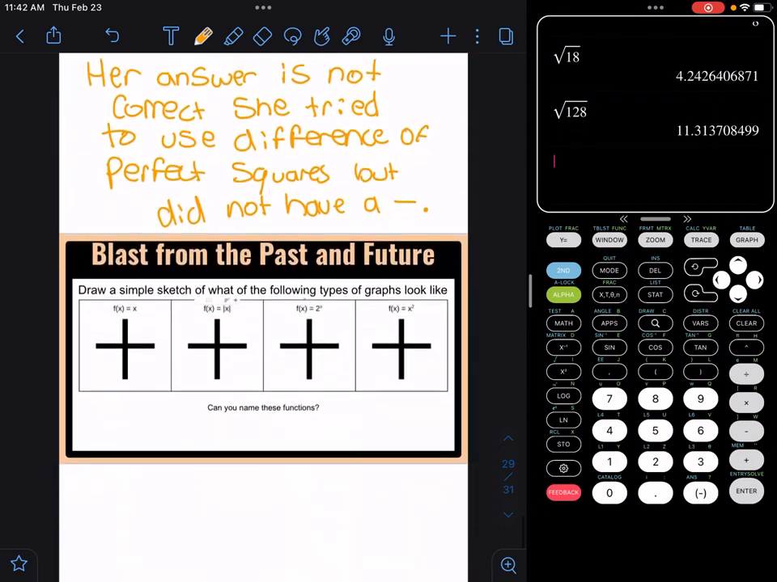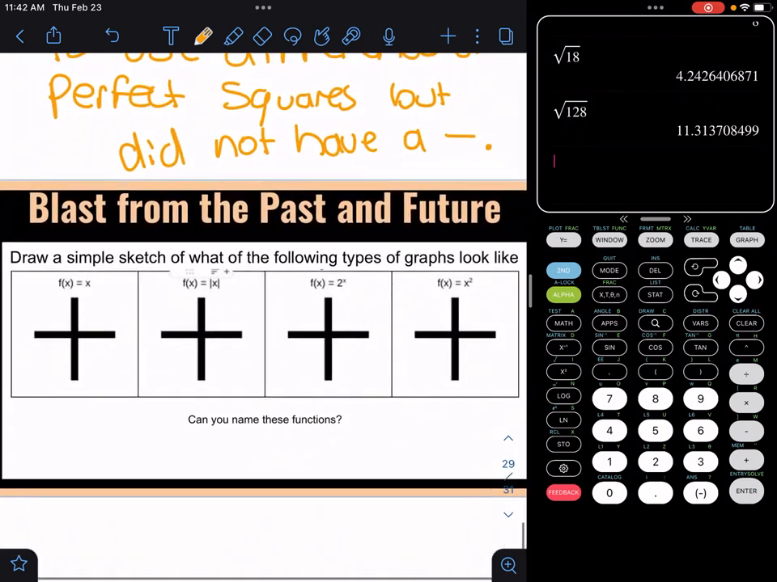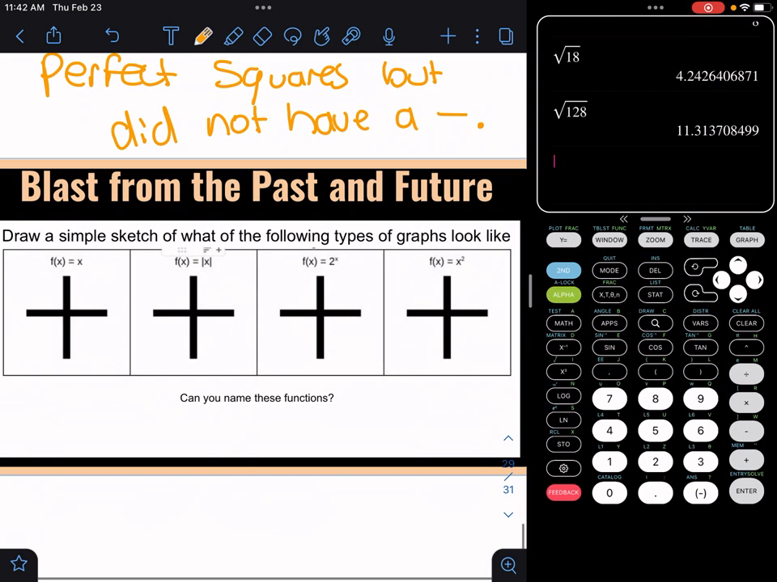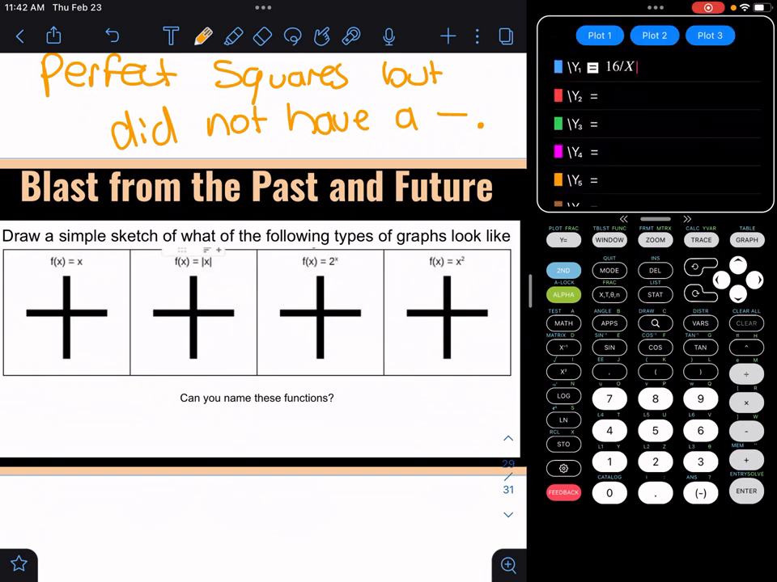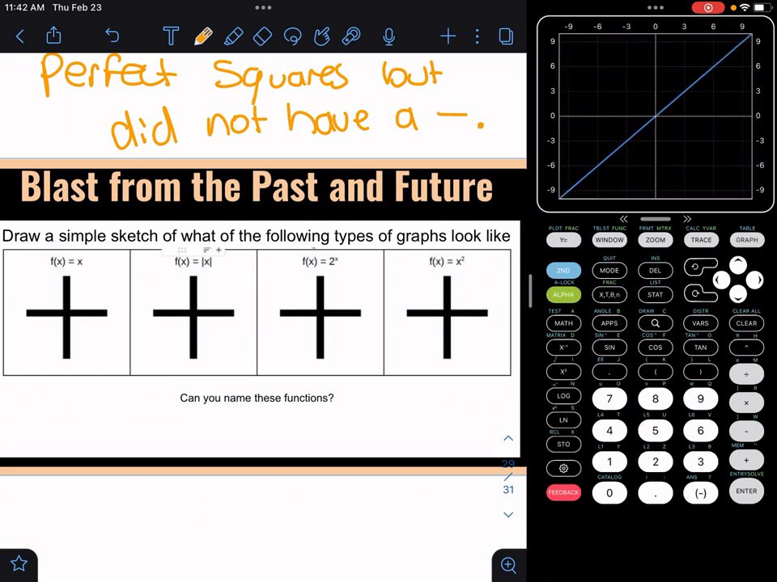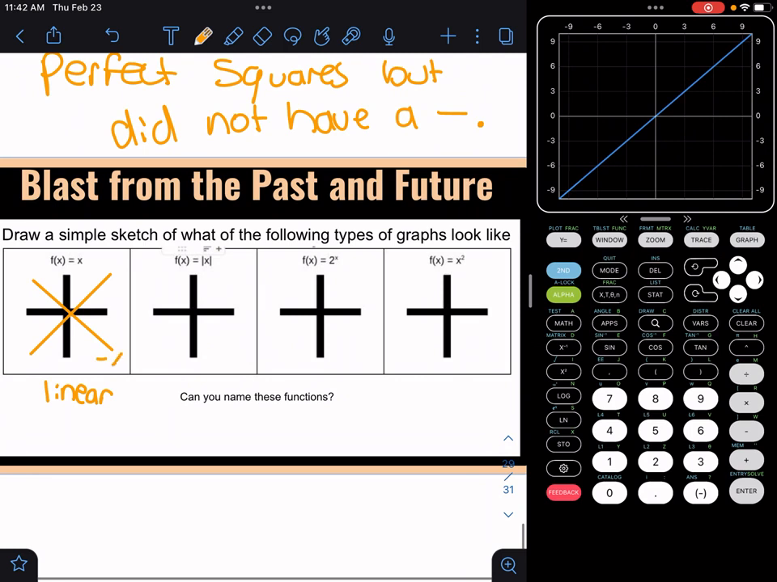All right, and a blast from the past. This is just really quick. I want us to be able to draw a sketch of what the following types of graphs look like. So what is the graph of just x? This is called linear, would look like this. Or it could end up looking like that, because it could be negative or it could be positive. The other one that I showed you is the graph of negative x.